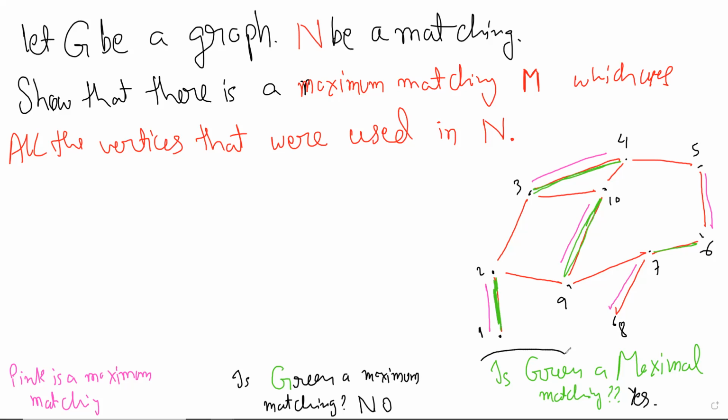So let's call this N, and this to be M, and this is consistent with our question. Now see what vertices were used in N and what vertices are used in M in this example.